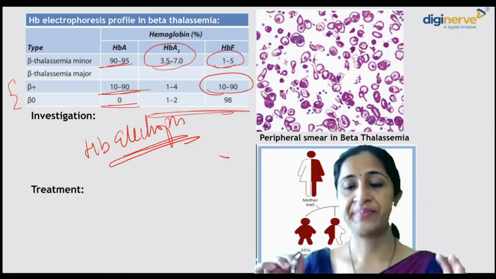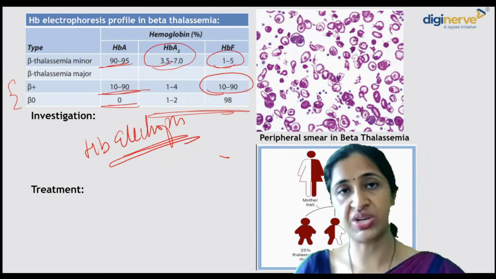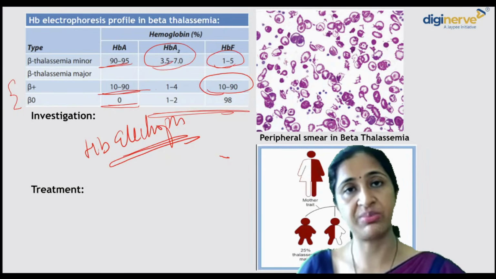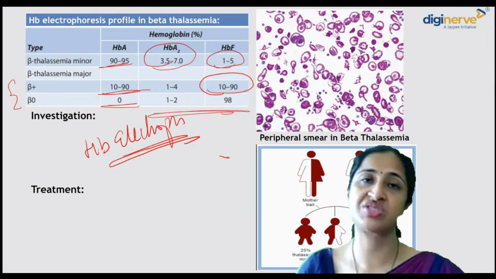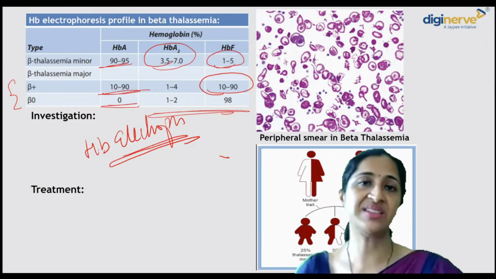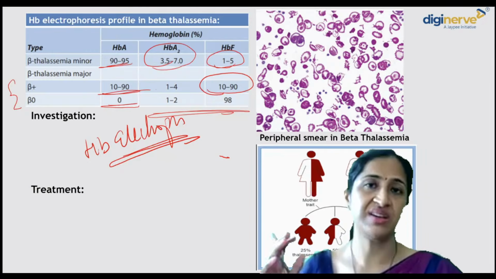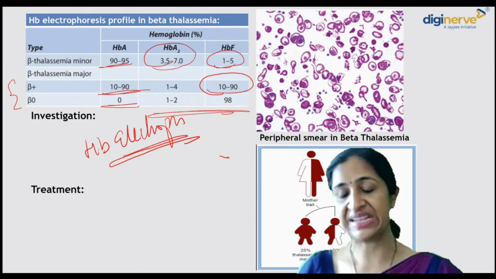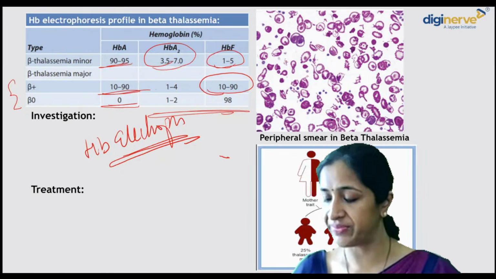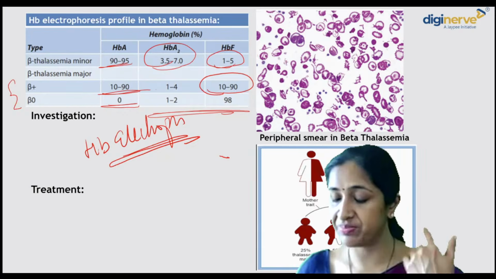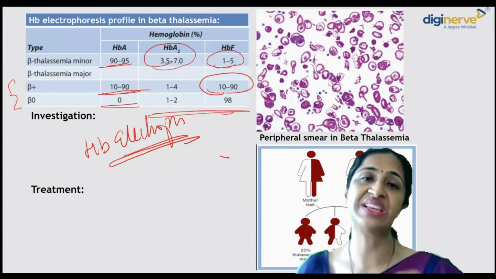Treatment is, ideally, transfusion dependent. So we only have to keep giving transfusions if we don't post the child for bone marrow or umbilical stem cell transplant. That is the definitive treatment and cure. Till then, it is only packed red cell transfusions with chelation therapy.